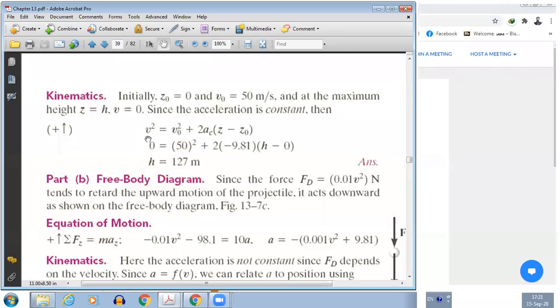So V square equals V naught square plus 2AC Z minus Z naught. When the projectile is at the maximum height, the final velocity will be 0. Initial velocity is given. And acceleration we just calculated by equilibrium of forces. And the height will be h, so you can find h. Before moving towards the next part of this problem, I need to know, do you understand part A or not? Is part A clear or not?